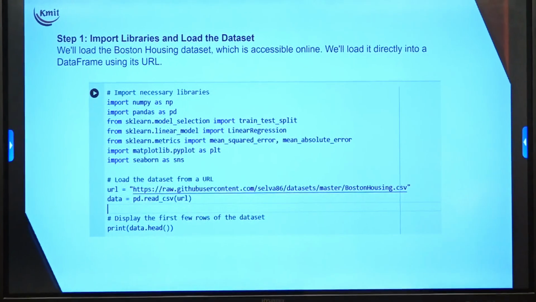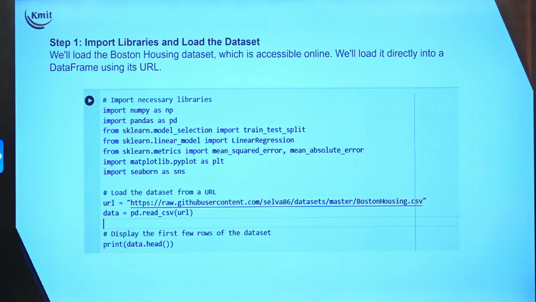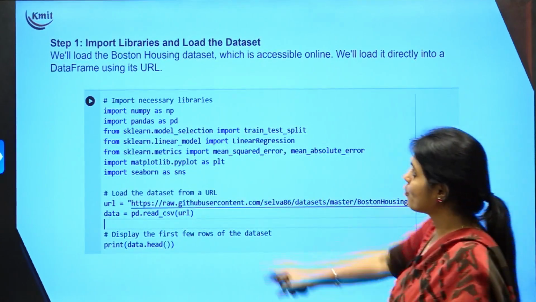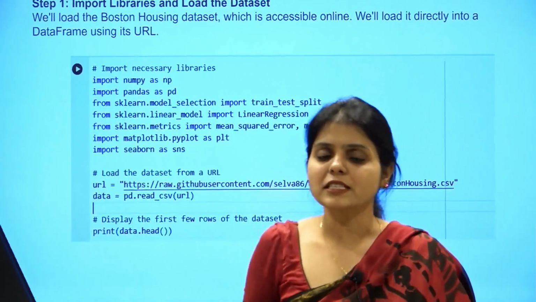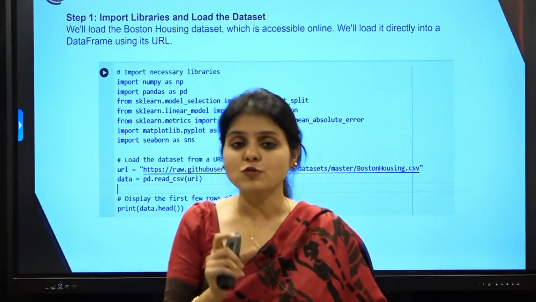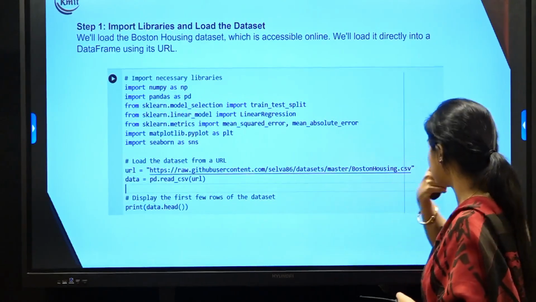Okay, so the first step is we have to import the libraries and load the data set. The data set that we're working with here is the Boston housing data set. As it is a regression model, I want to take continuous values, so I'm taking a house price prediction data set. This is the most famous data set which is available.